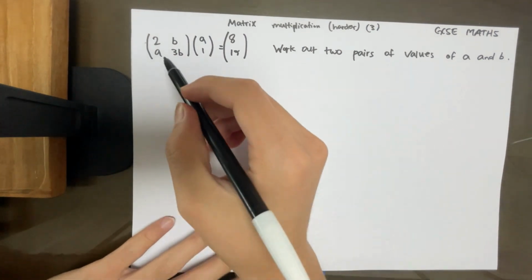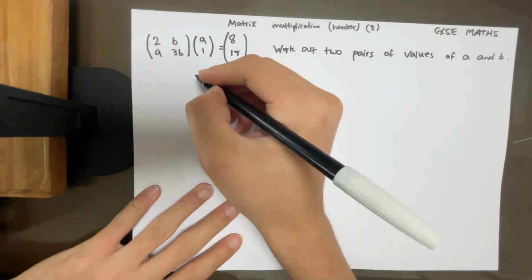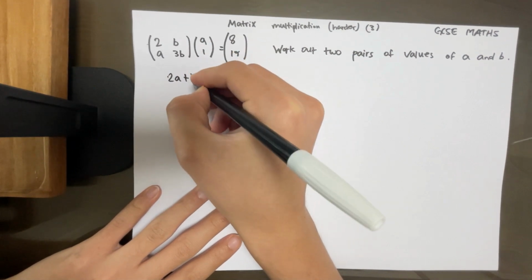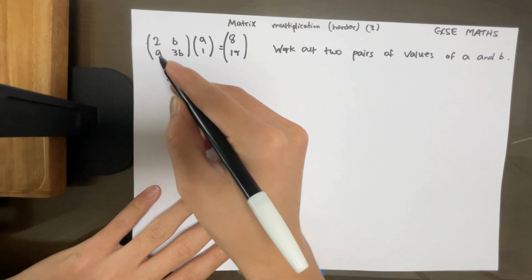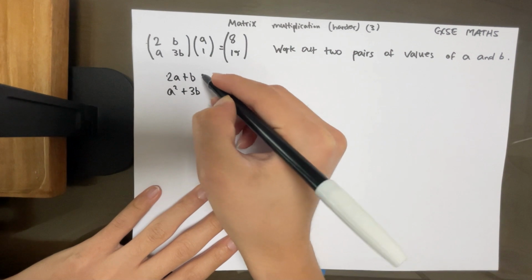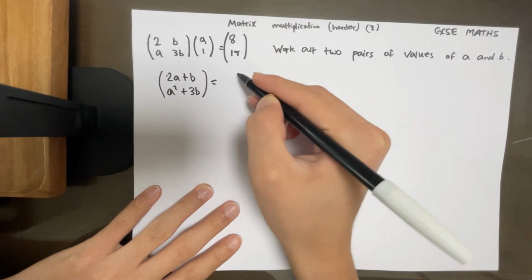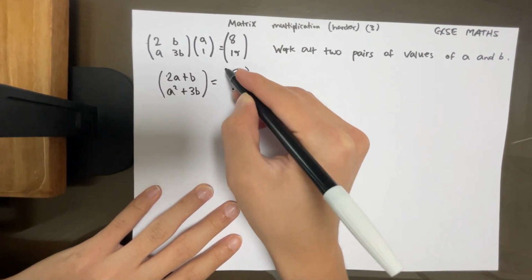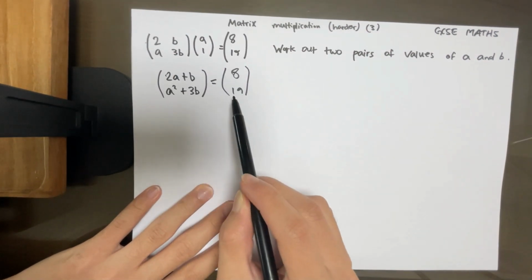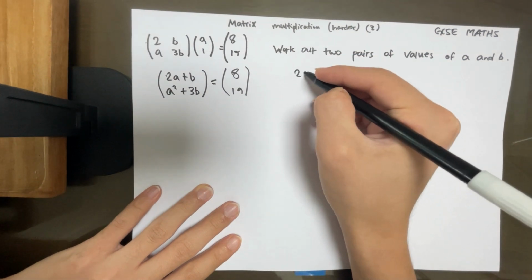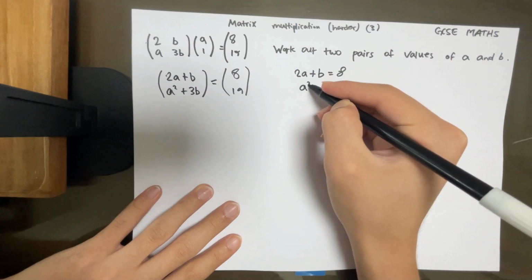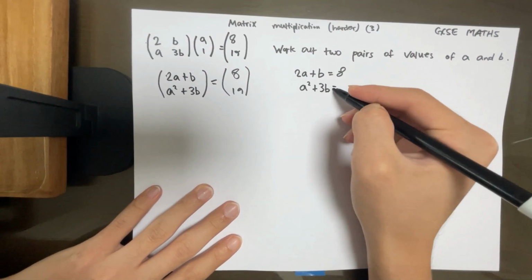Okay, so first of all, let's multiply these two matrices together. So 2 times a gives us 2a, plus b times 1 gives us b. a times a gives us a squared, and 3b times 1 gives us 3b. And that is equal to 8 and 19. So that means that 2a plus b is equal to 8, and a squared plus 3b is 19. Let's make an equation: 2a plus b equals 8, and a squared plus 3b equals 19.